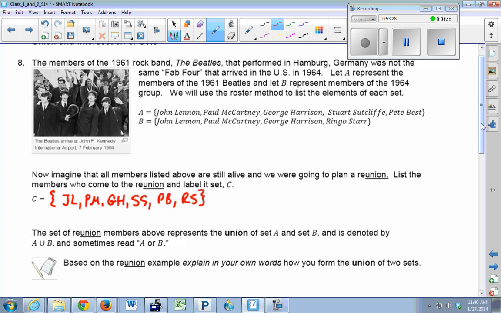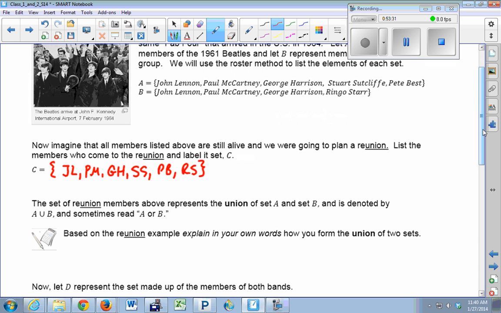And this is how we write union mathematically. It has this little U, just like that. Okay? And it says A or B. So you're a member of either set A or B, and if you happen to be in both, then you just list it once.